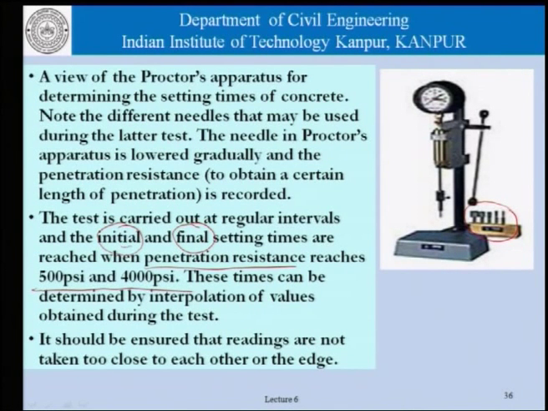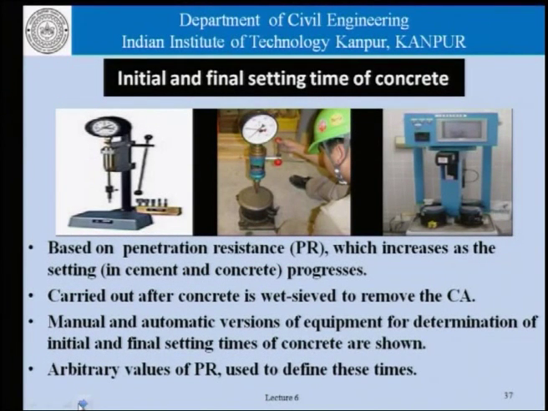So, initial set corresponds to a penetration resistance of 500 psi, and the final set refers to a penetration resistance of 4000 psi. Of course, we must make sure that the readings are not taken very close to each other or close to the edge. We will talk about it a little more when we look at the actual setup.